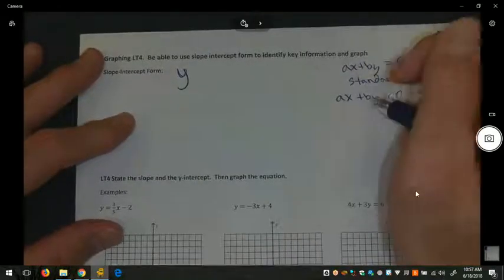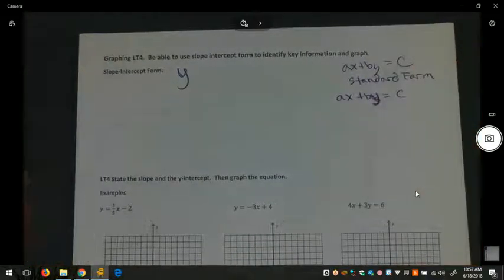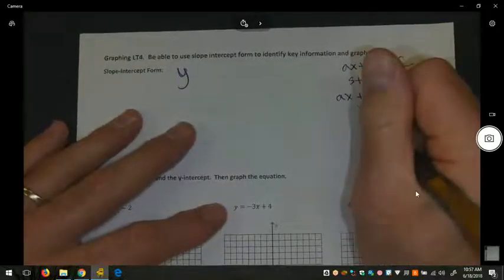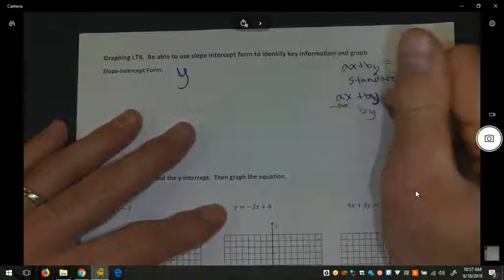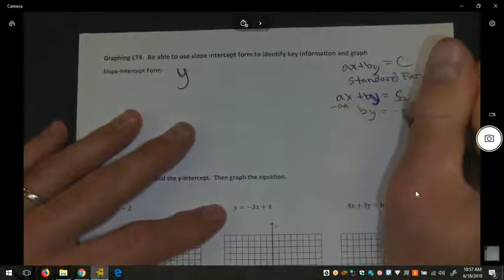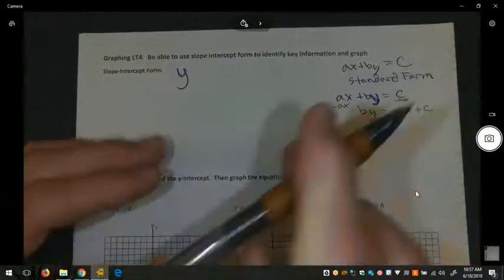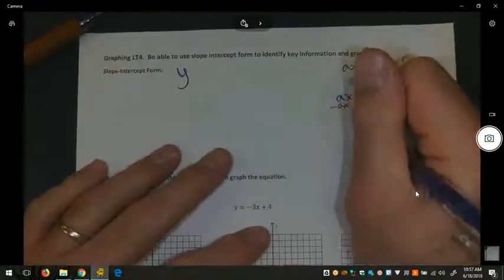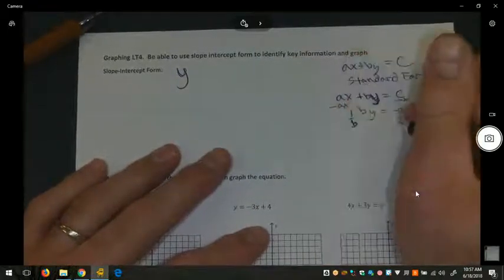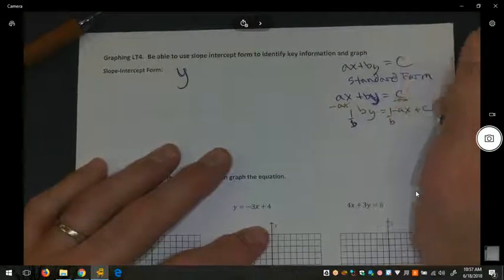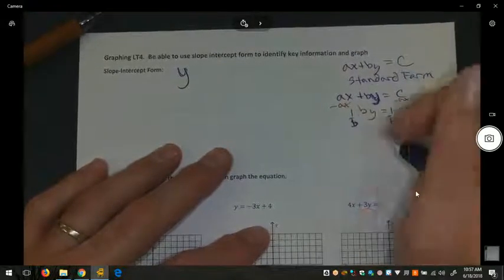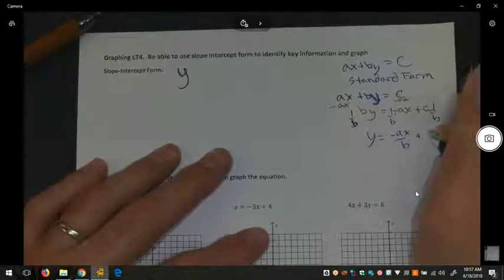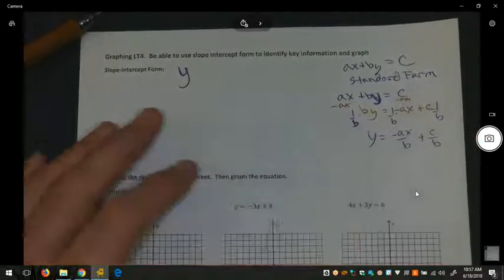To get y by itself, the very first thing we would do would be to undo addition and subtraction, so we would subtract the ax. Then we would want to undo multiplication and division by multiplying by the reciprocal. But we'd have to multiply everything by it. So we get y equals negative ax over b plus c over b.